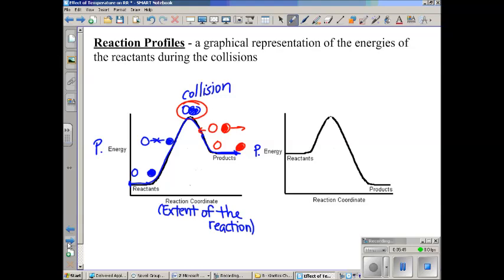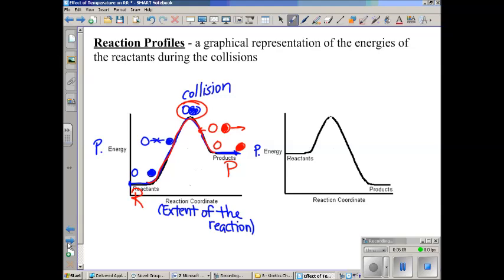At the beginning here, it's all reactants. At the end here, it's all products. And this is the points where they're coming towards each other, reacting, and moving away from each other. And all reaction profiles have that basic setup. Okay, you'll have your beginning energy, your ending energy, and then it'll graph for you what it looks like in between.